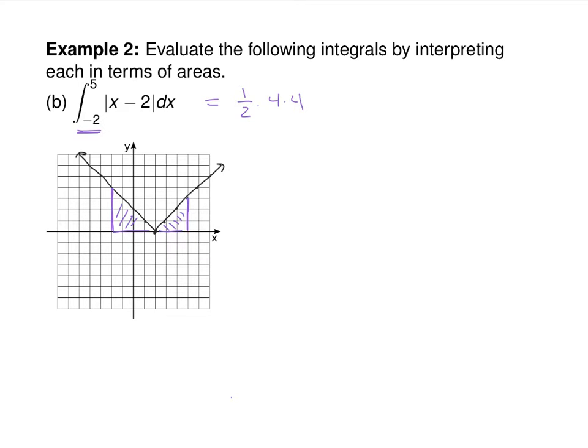Maybe Rachel's looking at the next one. Well, I think that's 9 halves. 1/2 times 3 times 3, right? Do you agree? So that's 16 halves plus 9 halves. How many halves is that? Come on. 25 halves.